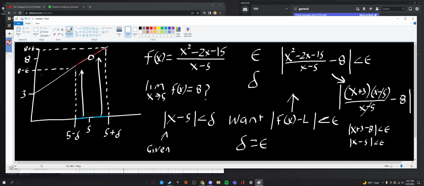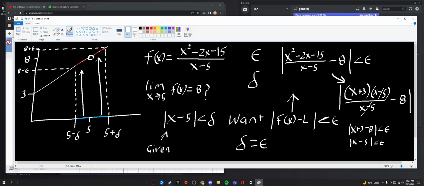If you gave me an epsilon of 2, that would mean that 8 minus epsilon would be 6, 8 plus epsilon would be 10. Simultaneously, I would have to plug that in here. So since delta equals epsilon, in this case, 5 minus delta would be 5 minus 2, so 3, and then 5 plus delta would be 8. What that means is any value between the ranges of 3 to 8, not including 5, will produce a value that falls between the ranges of 6 to 10 on the y-axis.